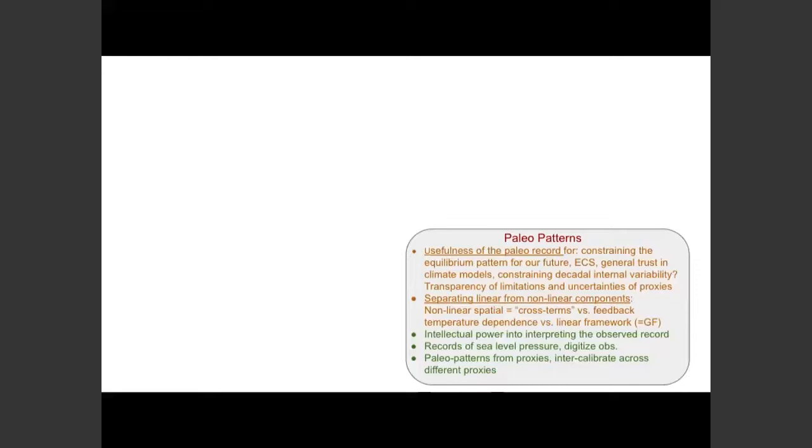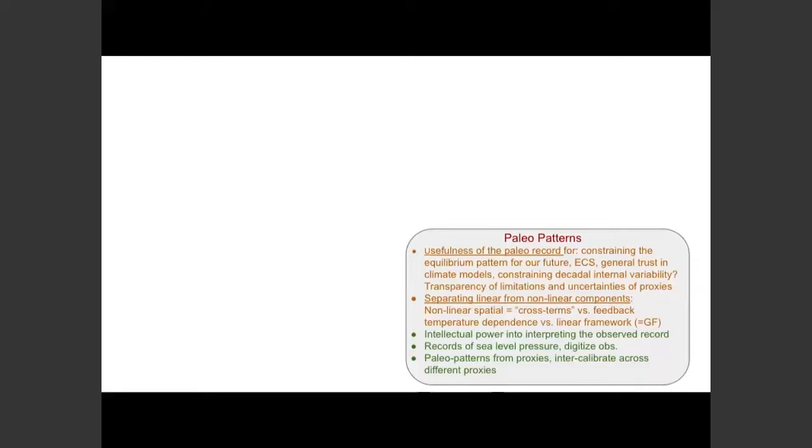Another theme, which was kind of a cross theme, is the temperature feedback dependence. So this is also state dependence in a larger sense: continental configuration, vegetation, ice sheets. How do we separate out these additional feedbacks and still make paleo records useful for the closer future?